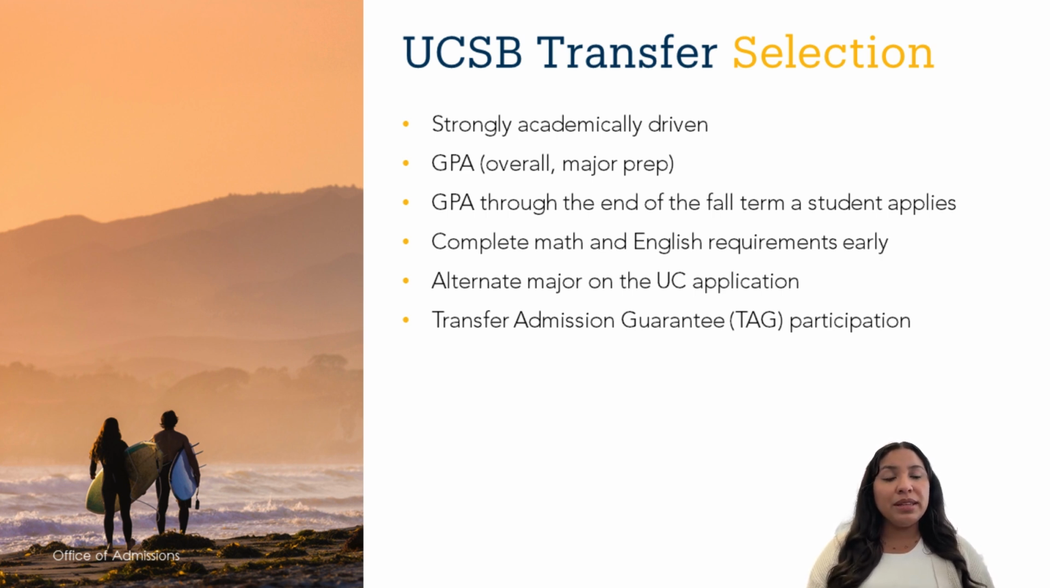We also consider things like participating in our transfer admission guarantee for California community college students, completing your English and math requirements early on, and selecting an alternative major on the UC application if you're applying to one of our selective majors. Some UC campuses will focus on a combination of extracurricular activities as well as academic preparation. UCSB's review is primarily focused on your academic preparation.